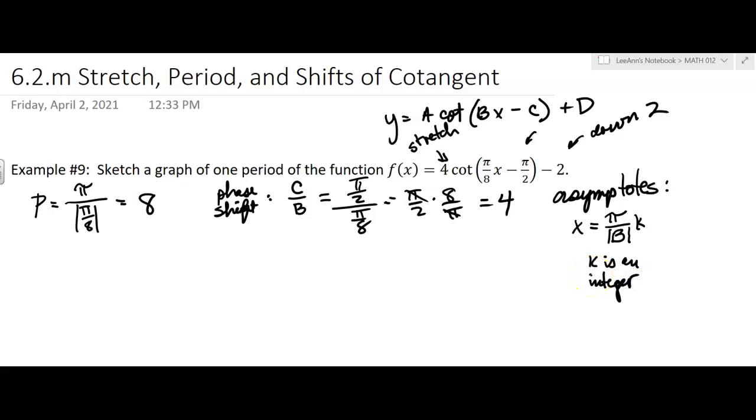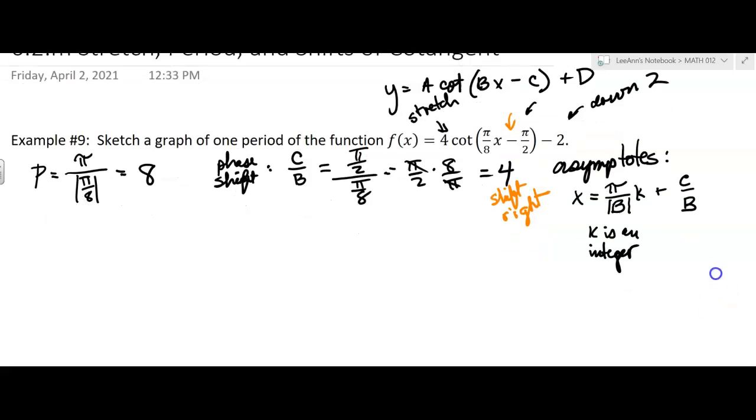But because there's a phase shift, we have to scoot it over. So we're going to add c over b. In this case, you see that it's negative there, so it's subtraction. So it's going to shift, in our example, to the right. Now, it's periodic, so if you want to think of it shifting to the left, you have to be careful how that works. So this one's going to be okay, though. So I'm going to show it on the graph.